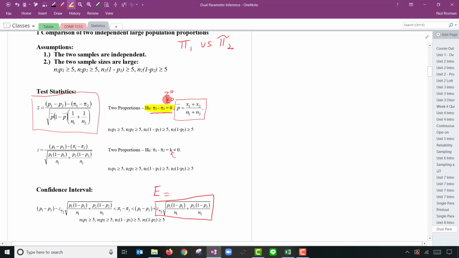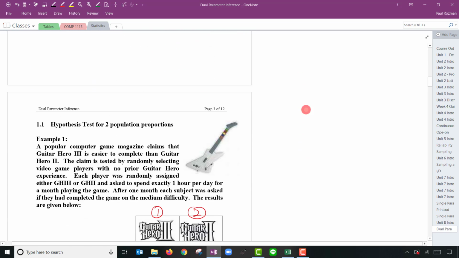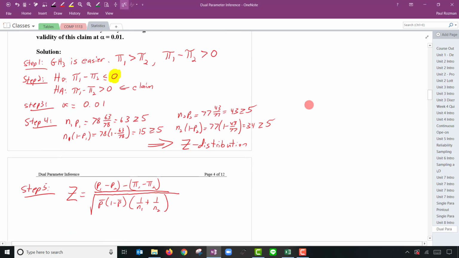But because our null hypothesis is that we're basically assuming the two groups are equal, which allows us to pool the data together. So our probability of successfully completing medium can be grouped together as, well, 63 from group 1 completed Guitar Hero, and 43 from group 2 completed Guitar Hero, and we had a total of 78 plus 77 people. That's 106 over 155.